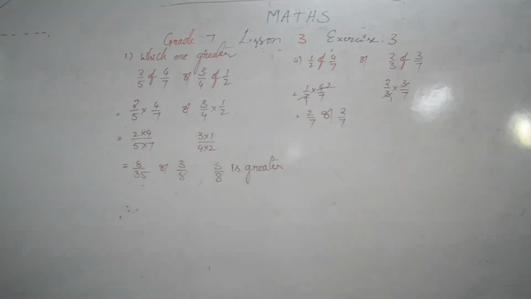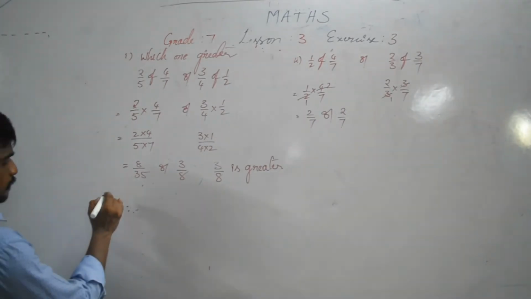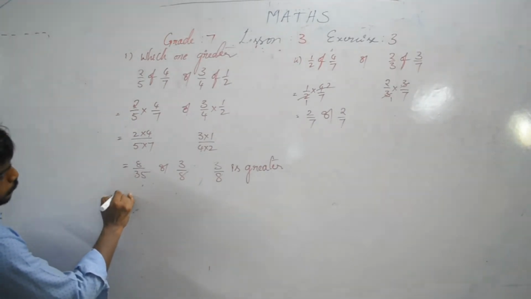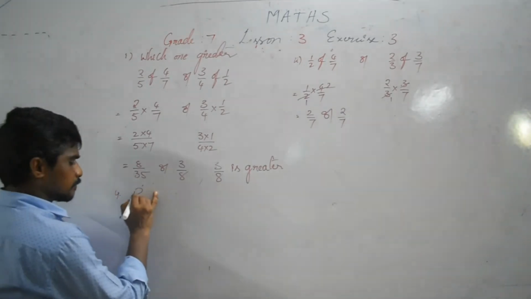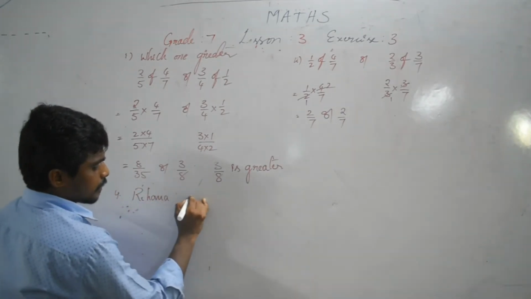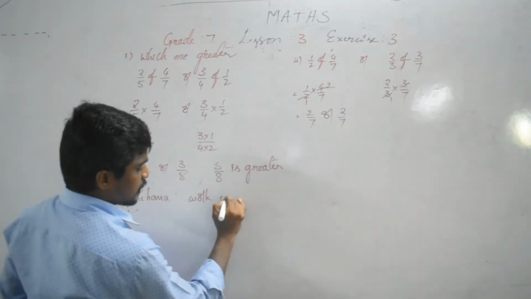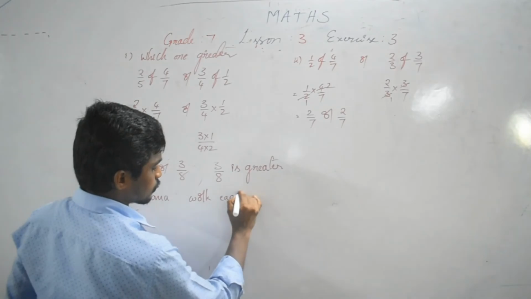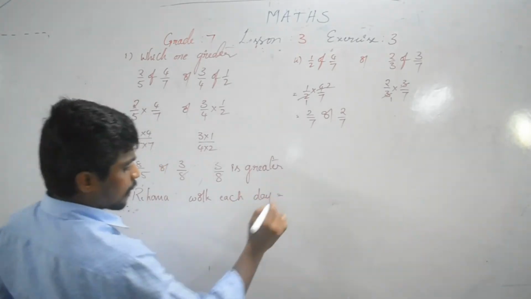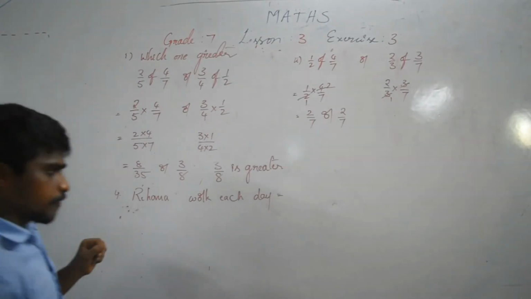Next one. Rehana works 2.5 hours each day on her embroidery. She completes the work in 7 days. How many hours did she take to complete her work? So here, easy. Fourth one, Rehana works each day. How many hours? 2.5 hours.